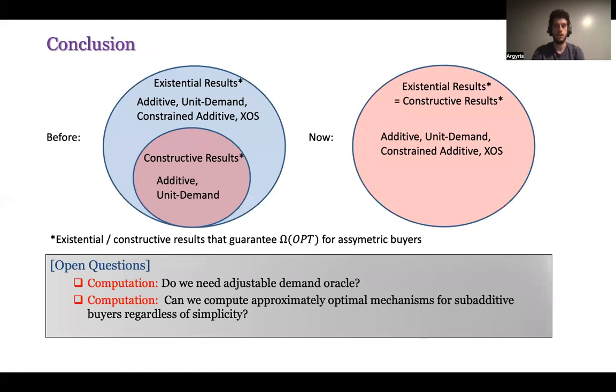Finally, I would like to conclude with two open problems. As I have mentioned before, our computational results for mechanisms for XOS buyers require access to an adjustable demand oracle. An interesting open question is whether we can still compute approximately optimal mechanisms using only the standard demand oracle. The second open problem is whether we can compute approximately optimal mechanisms for a more general class of buyer valuations, the class of subadditive buyers, regardless of simplicity.